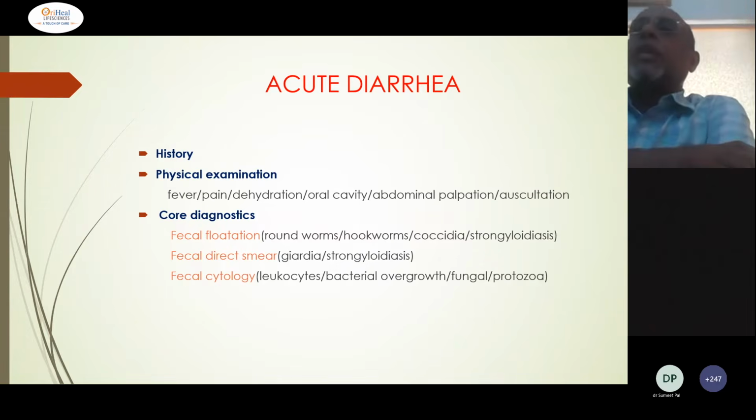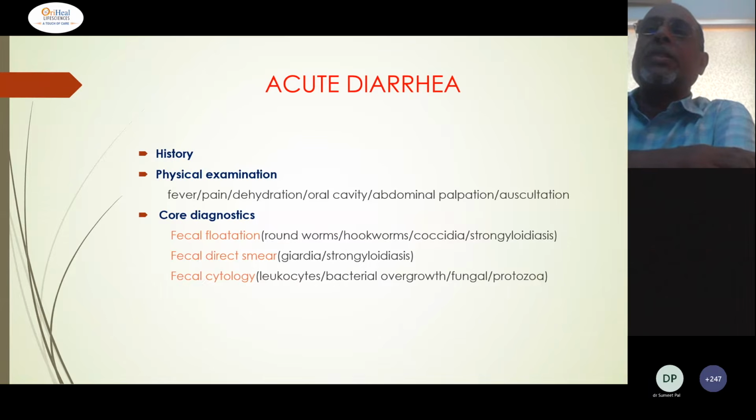Acute diarrhea. History is very important, like feeding history and indiscriminate eating habits. All these things are very important to diagnose and treat acute diarrhea. Physical examination: fever, pain, dehydration, oral cavity, abdominal palpation, and auscultation can be done to diagnose the exact cause.